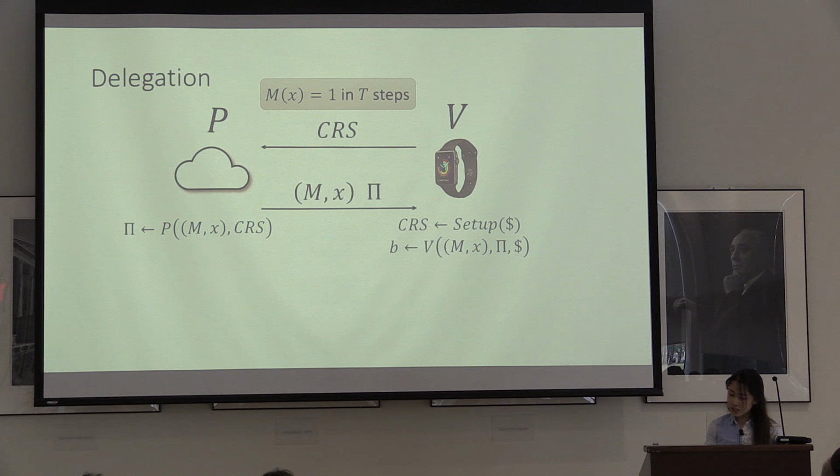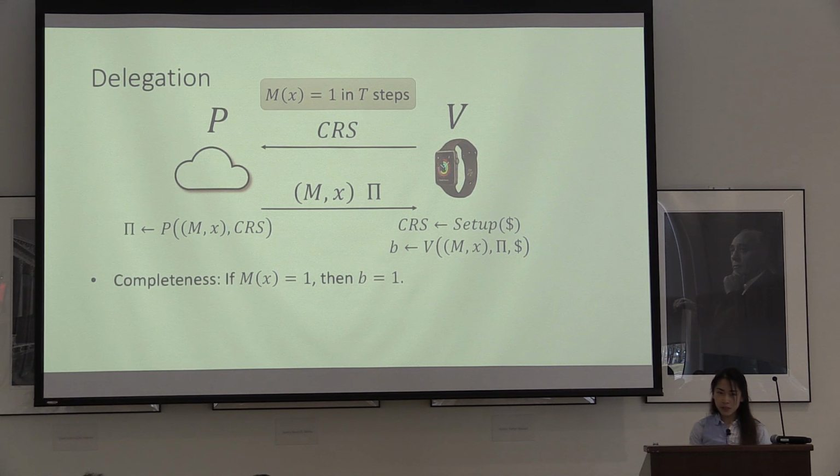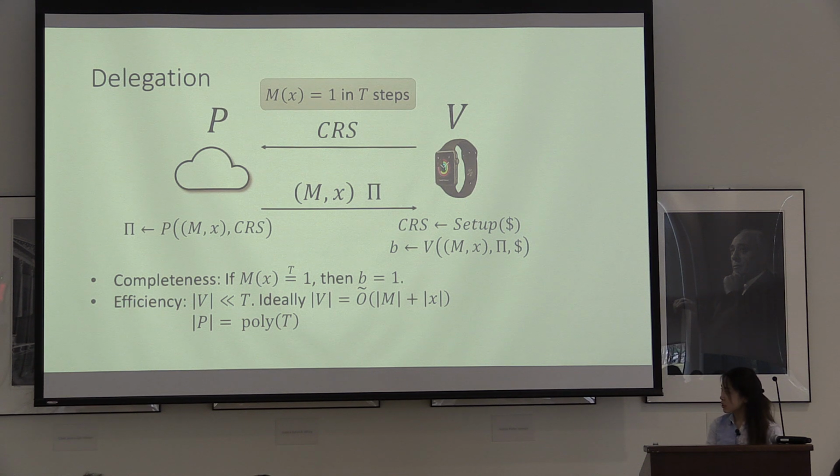Now, in order for this delegation scheme to be useful, we'd want it to satisfy certain requirements. The first would be completeness, right? If the Turing machine computation does actually output 1, then we want the verifier to always accept. The second thing is efficiency, because remember, we are a resource-bounded machine, so verification should take a lot less time than the time to perform the computation. Otherwise, why even delegate in the first place? So ideally, we'd want verification to take as long as it would take to just read in the inputs. And lastly, we'd like there not to be too much overhead for the prover. So the time to compute the proof should be polynomial in the time to perform the computation.